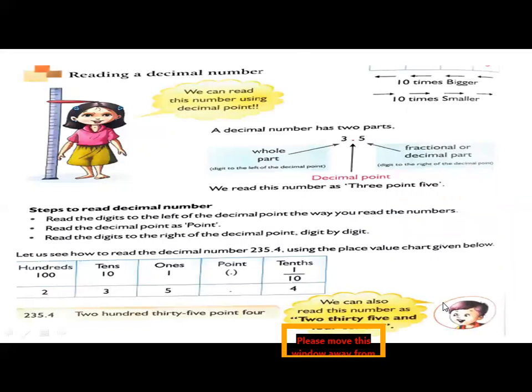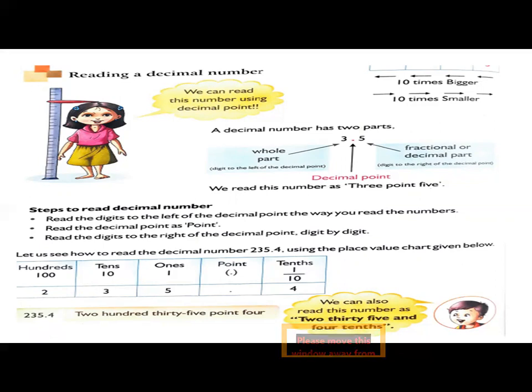How to read a decimal number? We can read the decimal number using decimal point. Look at the picture. A girl which is measuring her height. If the answer is 3.5, the decimal point is a very important thing. Before the decimal point is the whole part, which is the digit to the left of the decimal point. After the decimal point is the decimal part or fractional part. That is the right side of the decimal point.